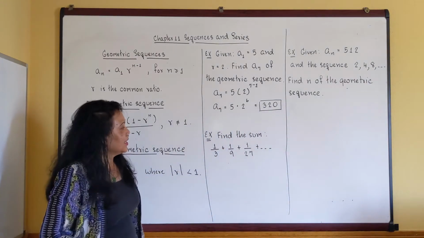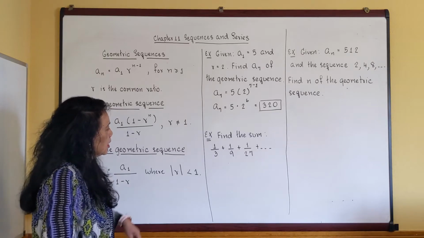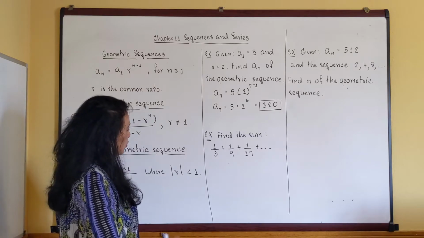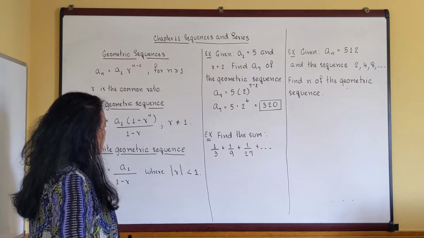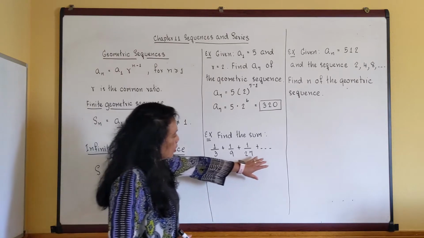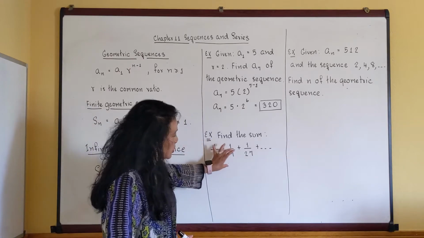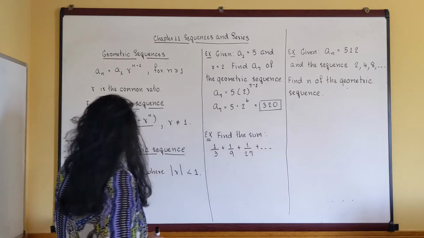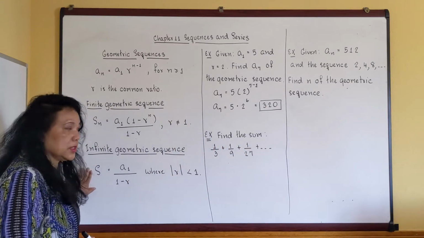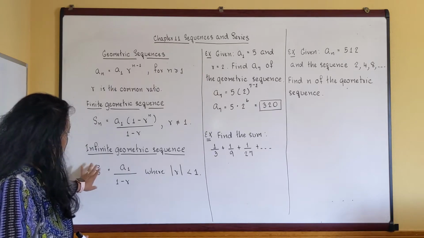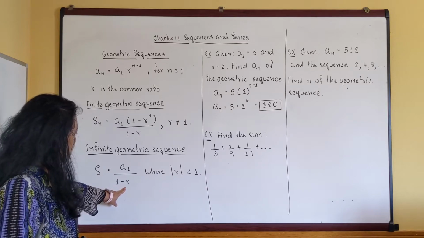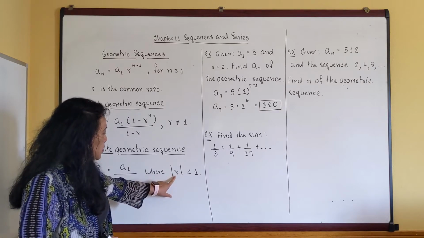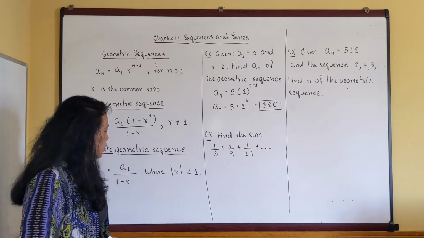Alright, now let's look at the next one. They want you to find the sum of 1/3 plus 1/9 and so on. And this is a geometric sequence. Again, we could keep on going, but as you can see, the numbers are getting smaller and smaller. So it's infinite. So we're going to use this formula. In this formula, you have a sub 1, which is 1/3, but we don't have r yet. And you can see the absolute value of r should be less than 1.